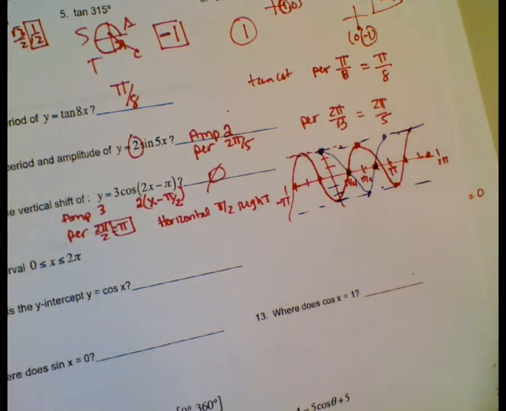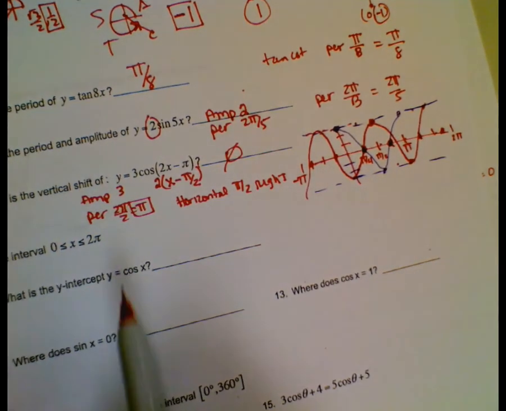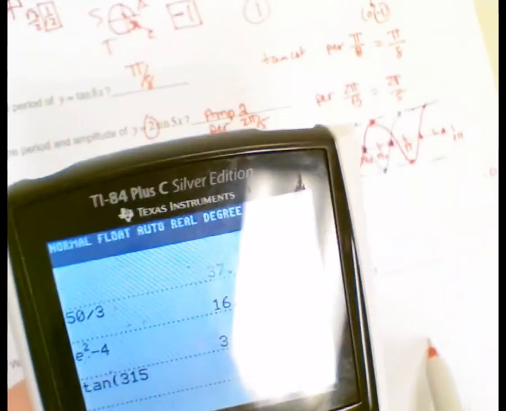Something like that. You just keep going. And remember, you can graph these on your calculator. What is the y-intercept of y equals cosine x? The y-intercept is where it crosses the y-axis. So let's just practice here.